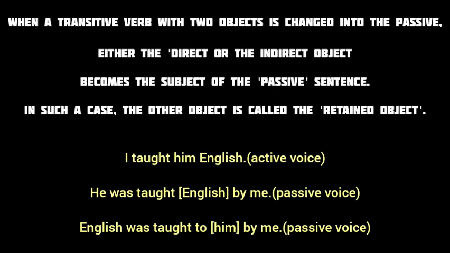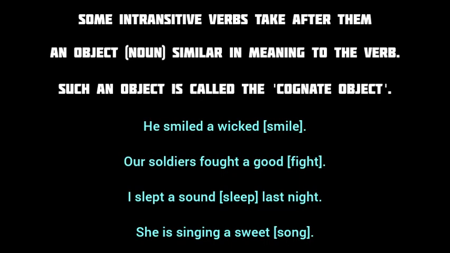In the same way, if the direct object English is made the subject in the passive voice, the indirect object him is called the retained object in the sentence. Up next, we have the cognate object in English grammar. Well, as you know, intransitive verbs have no object. However, there are some intransitive verbs which take after them an object identical or similar in meaning to the verb itself. Such an object is called the cognate object in English grammar.